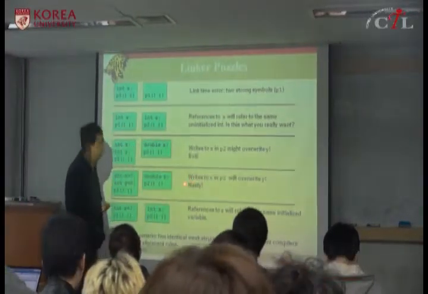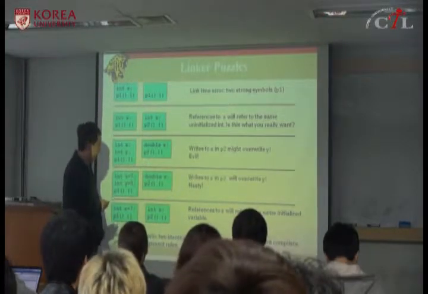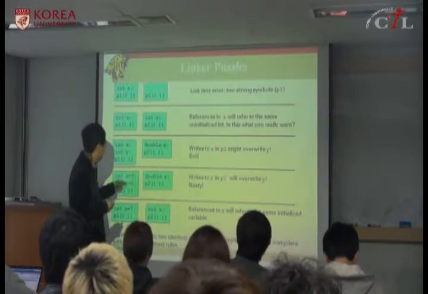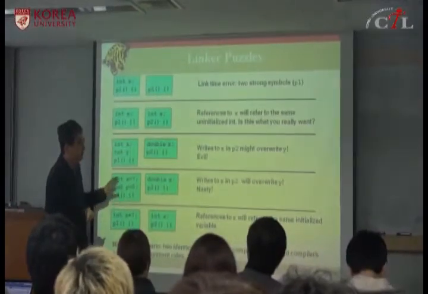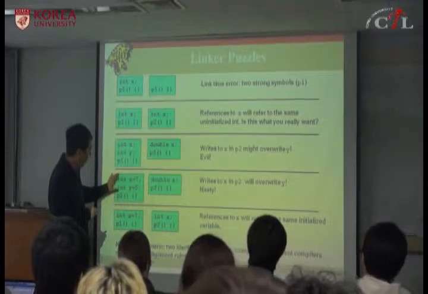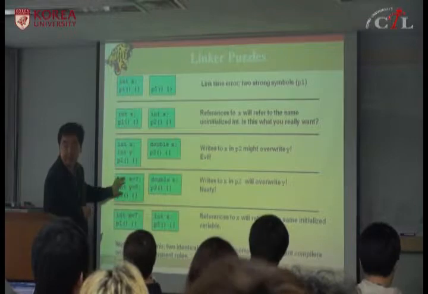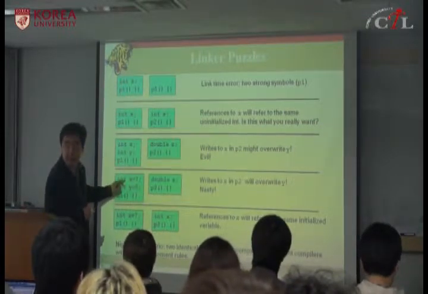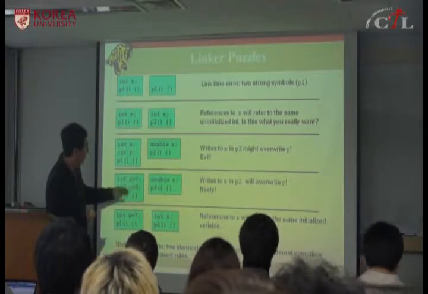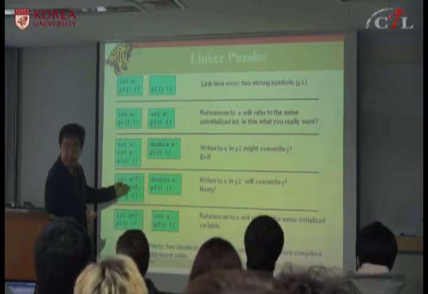So here, some students ask this question: why does writing to X in P2 override Y in the other C file? The reason is that when you allocate this global data in the data segment, it is allocated sequentially and contiguously. For 32-bit processors, the first X occupies 4 bytes and the second one occupies 4 bytes.